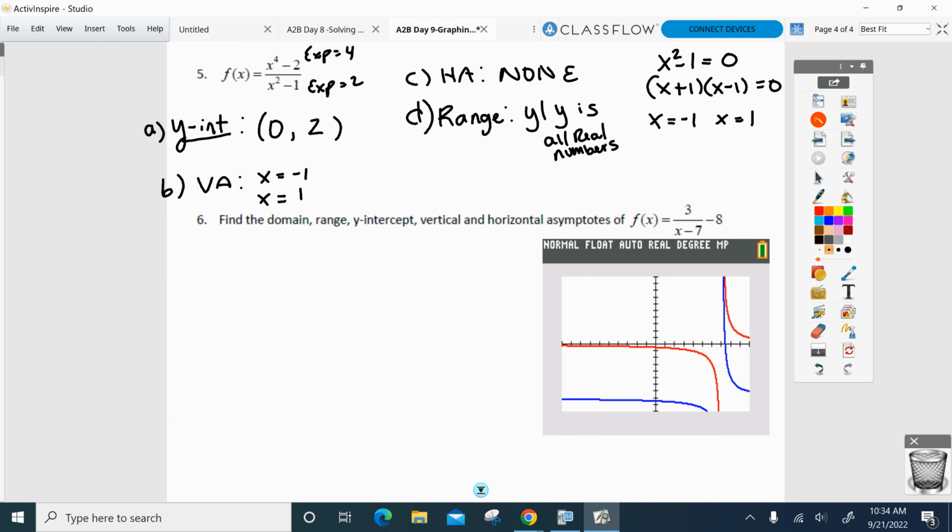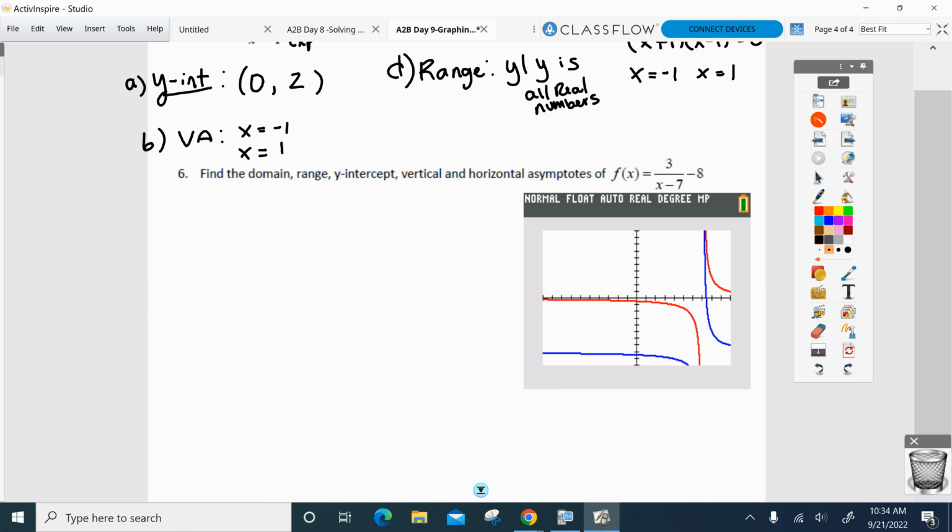We all good? The domain would be what? I won't write it, but x such that x cannot equal -1 or +1. All right? Questions? All right, we got one more, and then you're going to go flying in your textbook.